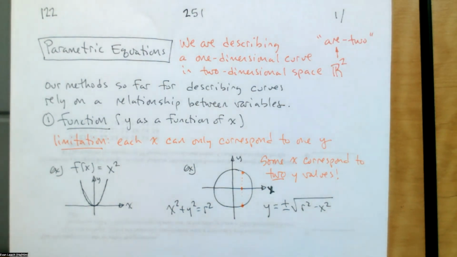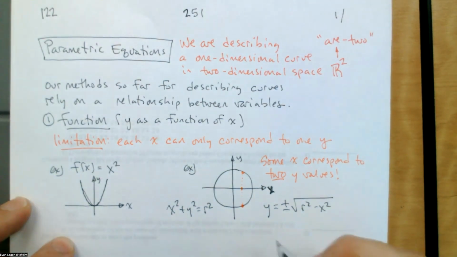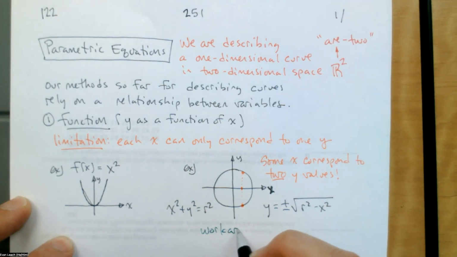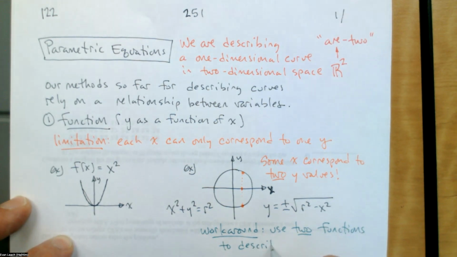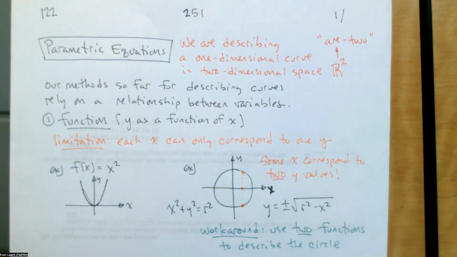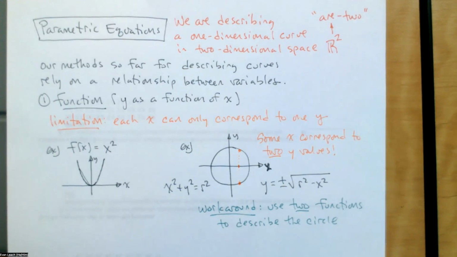So this is a workaround, though. We represent the circle with two separate functions. But it's important to note that this is a workaround. We're saying we can't write one function that describes this circle. And once again, in this case, we are relying on a relationship between the variables. How are x and y related to each other?